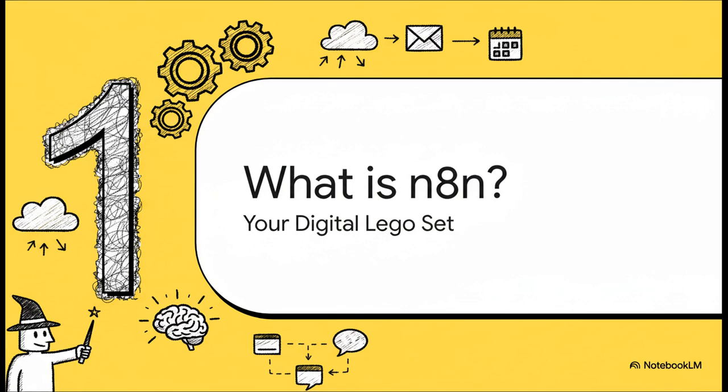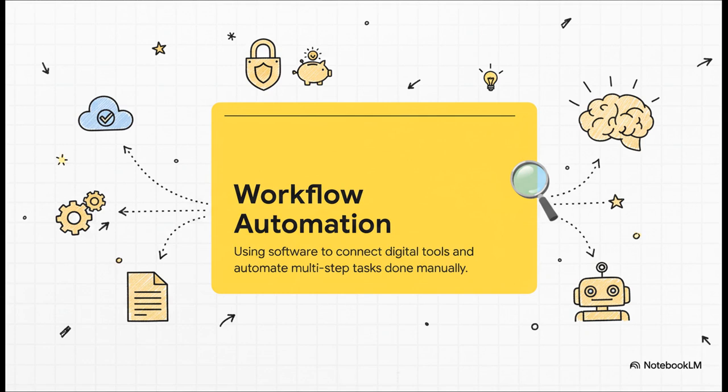Well, it's the answer to that busy work problem we were just talking about. And probably the best way to wrap your head around it is to think of it like a set of digital Lego blocks. It gives you all the pieces you need to build these custom bridges between the different software tools you use every single day. And the official term for this is workflow automation. Now, you've probably heard of other tools in this space, right? Big names like Zapier or Make. They're all built on this exact same idea, connecting your digital tools to automate all those multi-step tasks that you'd otherwise be stuck doing by hand.